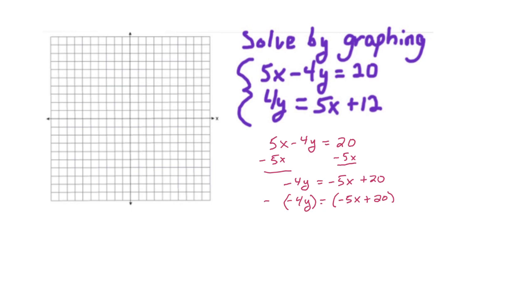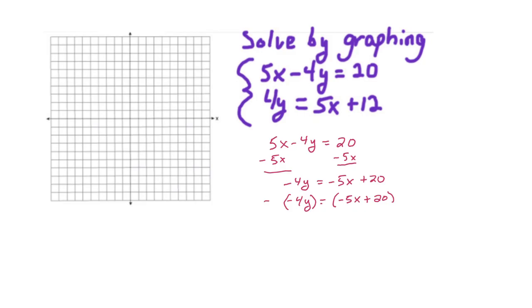And I get y equals positive 5/4 x minus 5 for that equation. I take my other equation and get that into slope-intercept as well. All I need to do here is multiply by 1/4. And I get y equals 5/4 x plus 3.